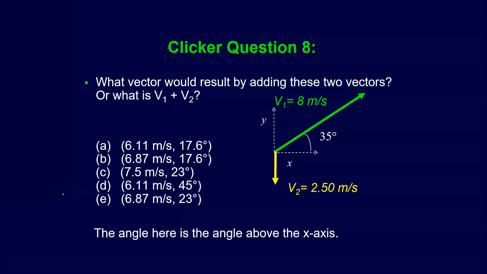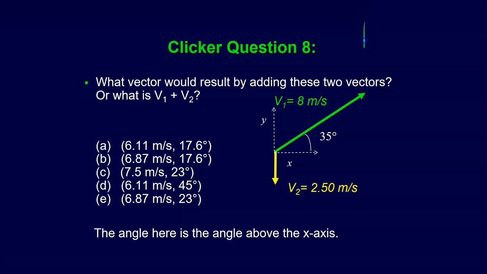Hey, I wanted to go over this example question adding two vectors. We're trying to add vector v1 over here, which has a magnitude of 8 meters per second, and it's oriented at an angle of 35 degrees relative to our x-axis. And then vector v2, which has a magnitude of 2.50 meters per second, is pointing straight in the negative y direction.